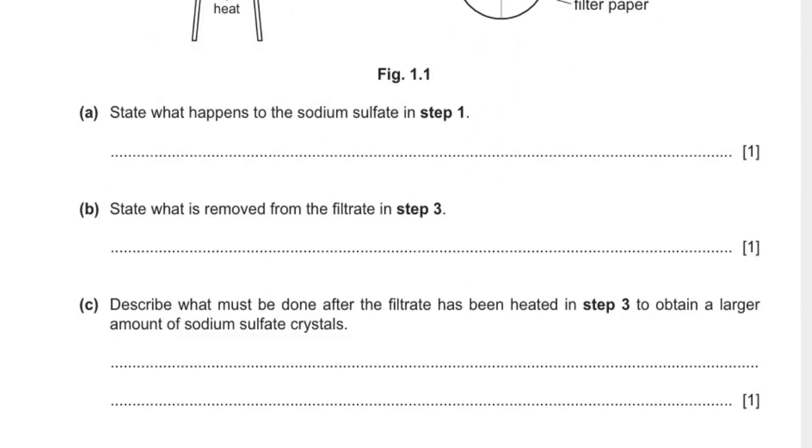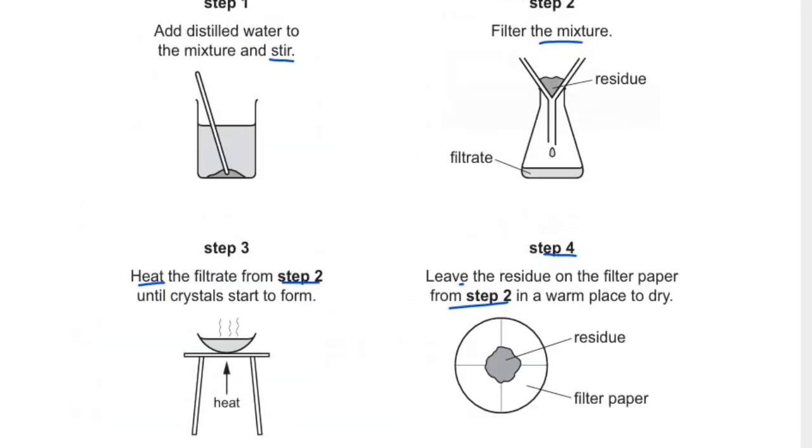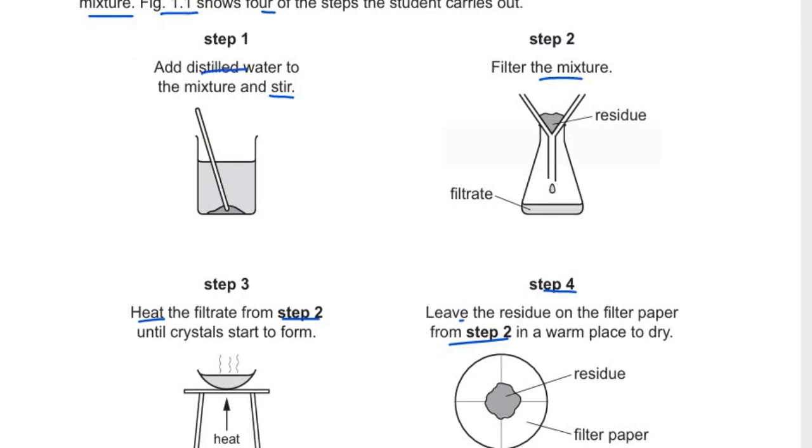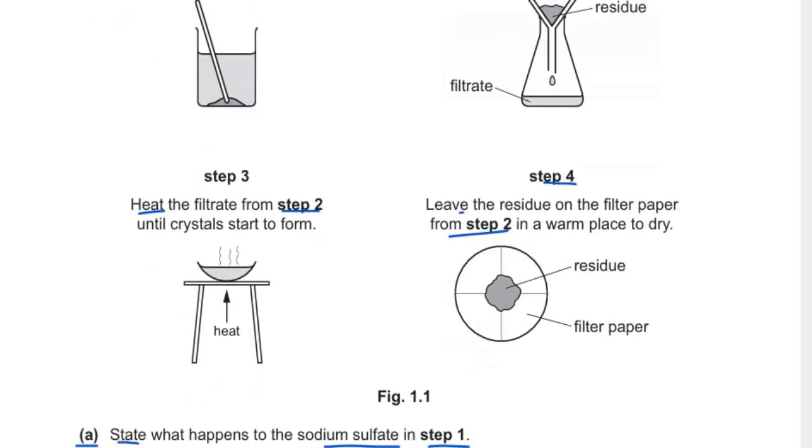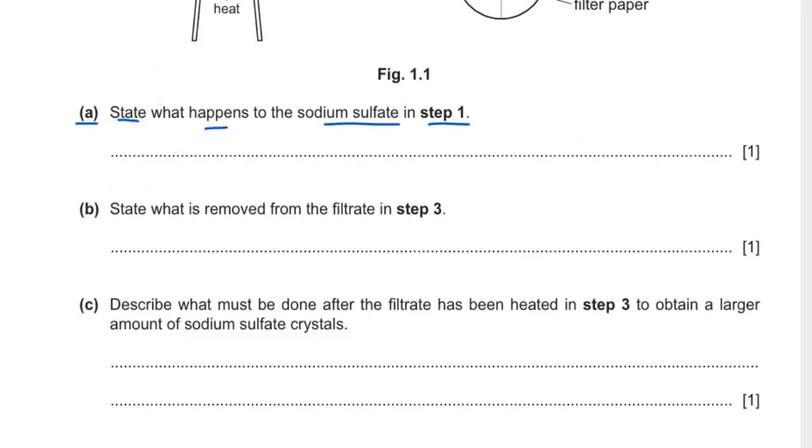So here is the sub question 1. It says state what happens to the sodium sulfate in step 1. Now what is step 1? Step 1 is adding distilled water and stir. Now as we already know that sodium sulfate is soluble in water, what will happen in step 1 is that sodium sulfate will dissolve in distilled water. That is what is going to happen, or you can say it will disappear, but then I feel dissolve is a better word because it's clearly written it's soluble.